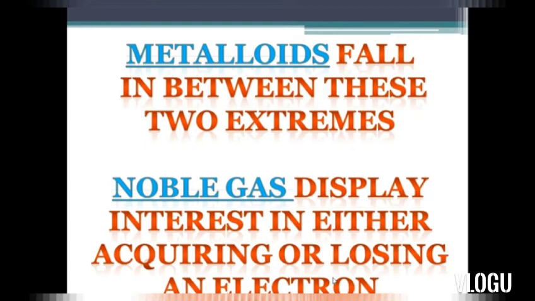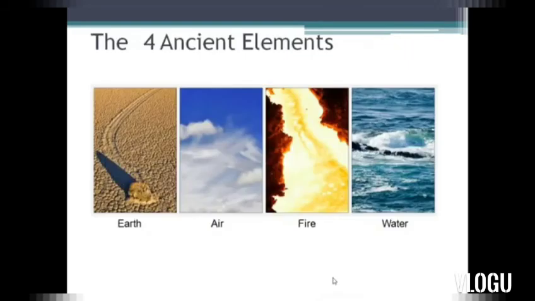Metalloids fall in between these two extremes. So ibig sabihin, itong mga elements na 'to na nakikita natin sa periodic table ay mayroong katangian ng metals at ng non-metals. And the noble gases display no interest in either acquiring or losing an electron. So yung atom po yung pinag-uusapan natin o yung charges na pinag-uusapan po natin.